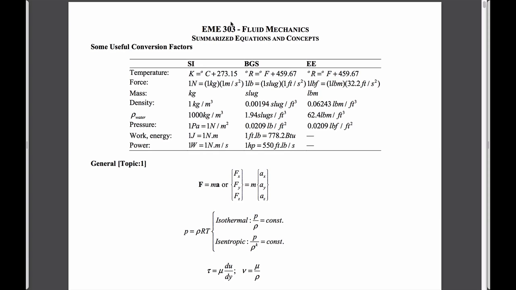So, as we mentioned in class before, and also in the email, the material for the midterm is Chapter 1 and 2. It covers sessions that we've had in class, which are week 1, week 2, week 3, and 4.1. 4.1 was accelerating fluids, both linearly and rotationally.